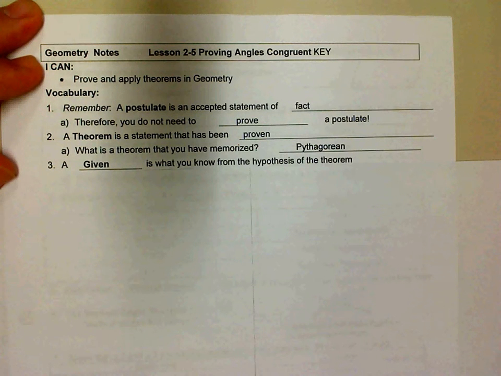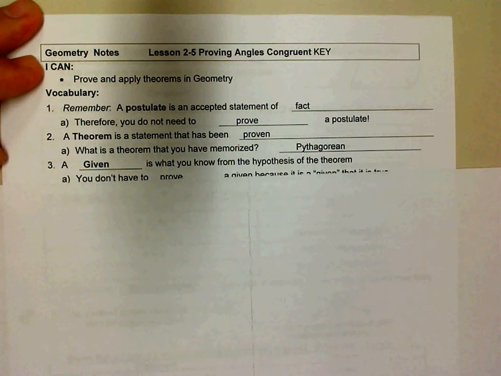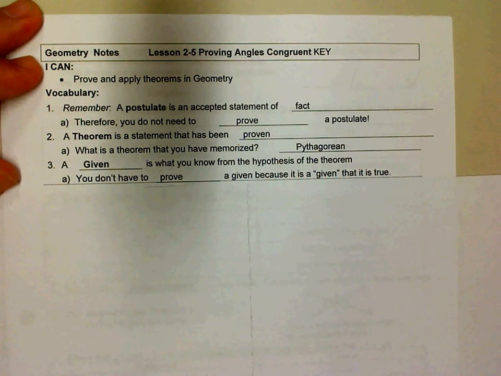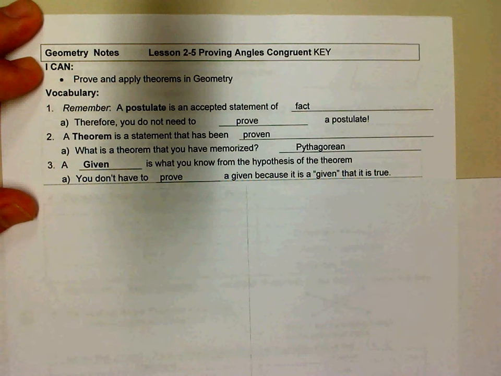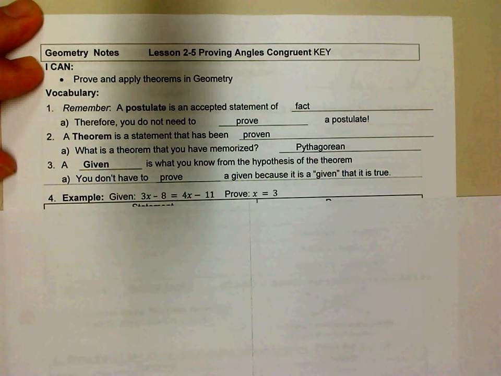A given is what you know from the hypothesis of a theorem. You don't have to prove a given because basically it is given to you. The given part of a theorem usually entails maybe a drawing or a diagram or some idea that leads to a conclusion of the theorem.